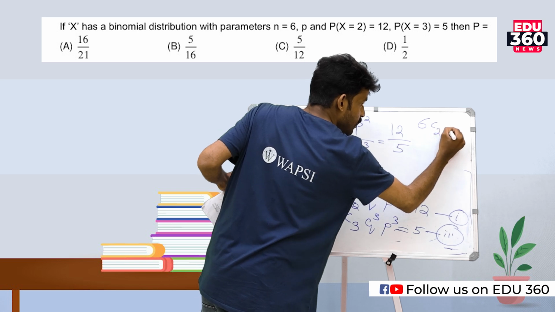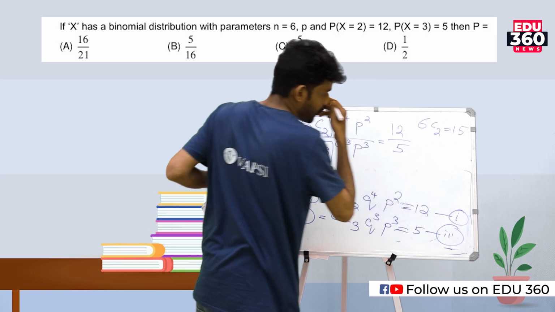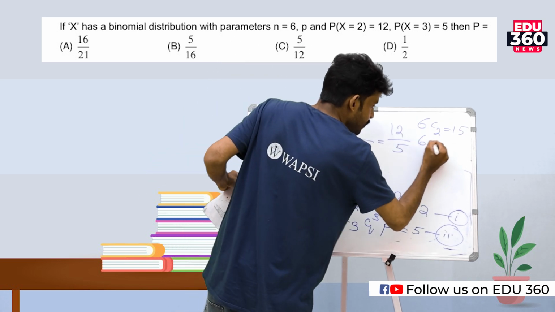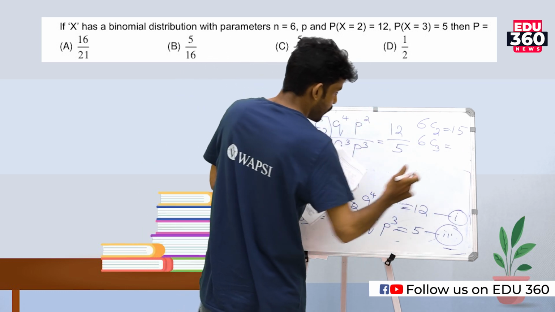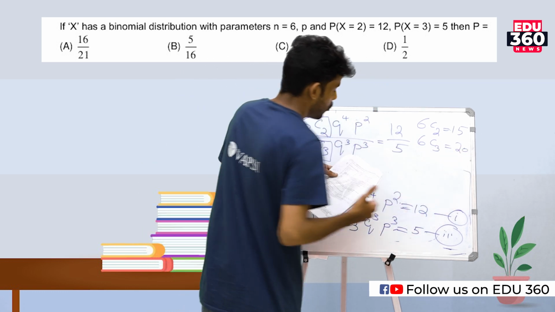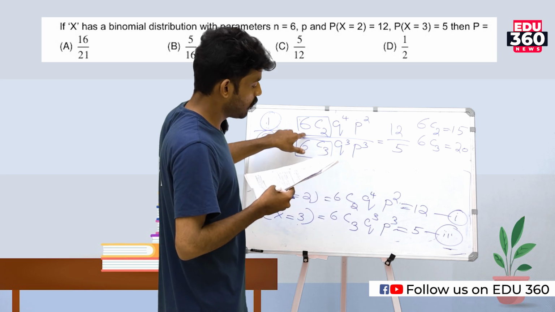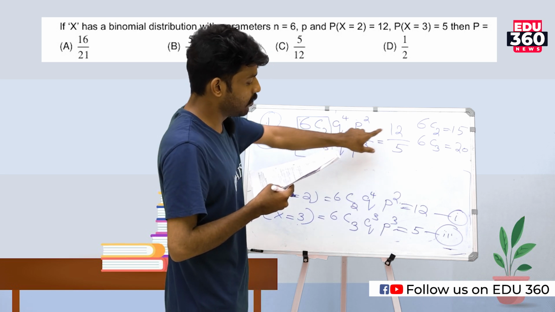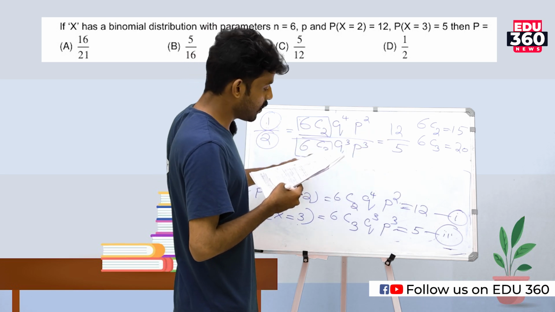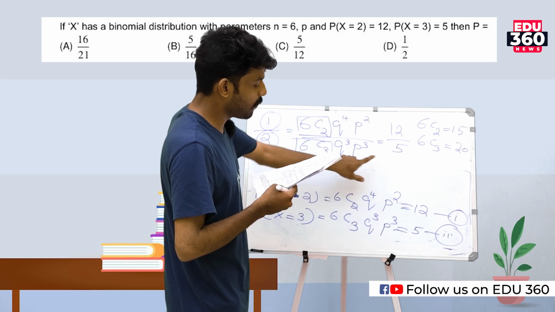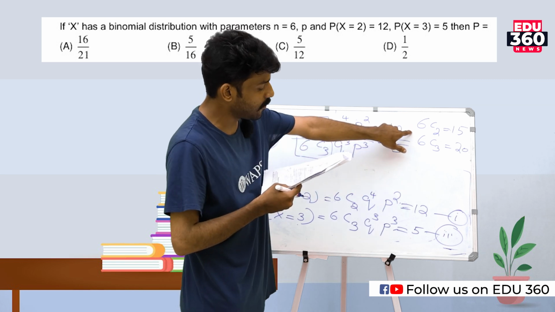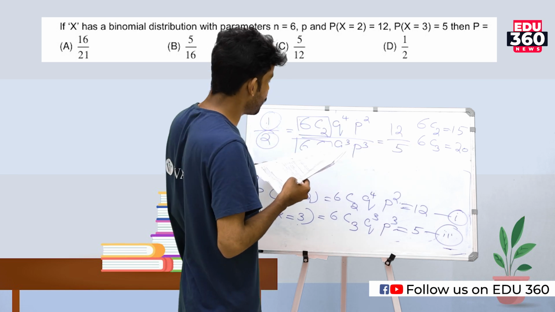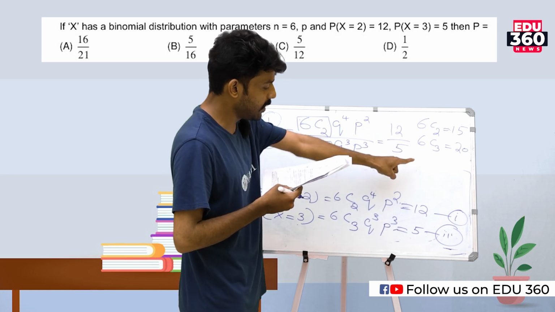6c2, the value is equal to 15. And 6c3, the value is equal to 20. So that is 6c2 q raised to 4 p square is equal to 12, and 6c3 q cube p cube is equal to 5. So hereafter we can find the value of 6c2. The value of 6c2 will be equal to 15 and 6c3 will be equal to 20.